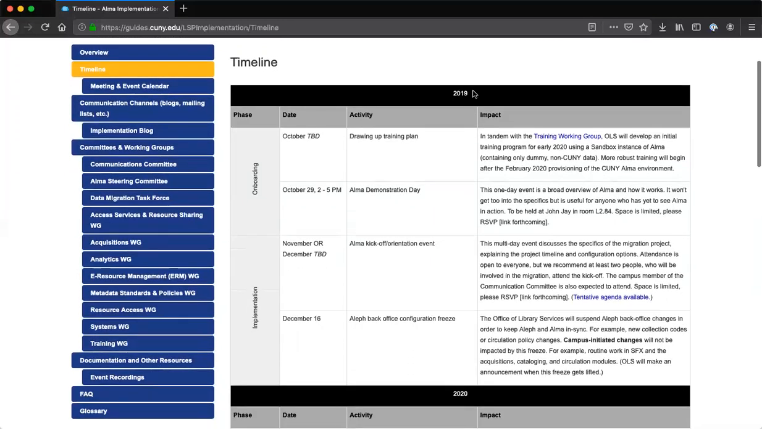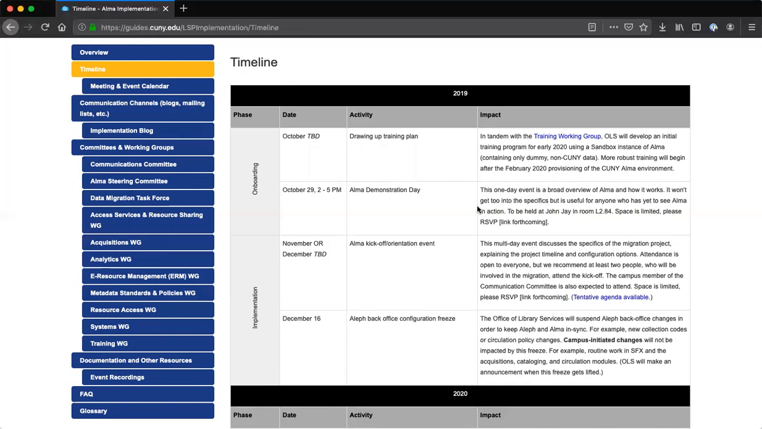As you can see, we've broken out the timeline by year and by phase. Currently we are in the onboarding phase, which officially began at the end of June, which is when we started working with the onboarding team at Ex Libris.